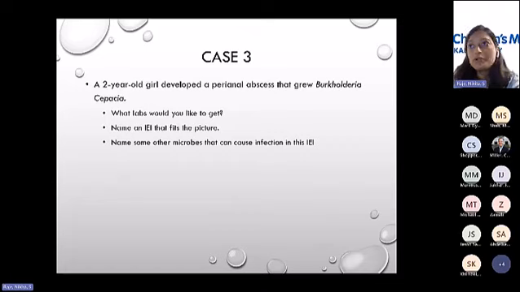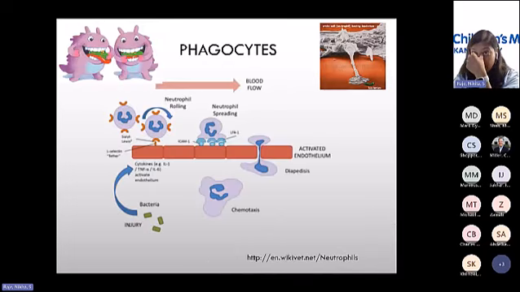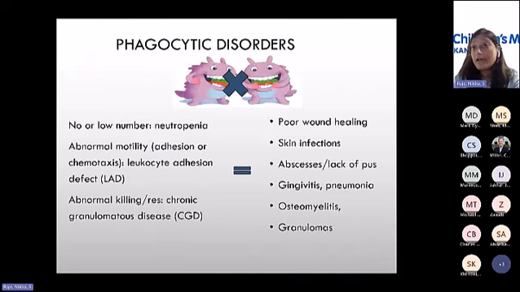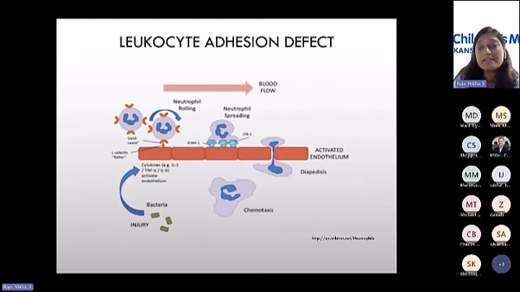Next one, a 2-year-old girl with perianal abscess that grew Burkholderia cepacia. What are we thinking of? For the benefit of time, I'm going to go ahead and give you this. We are talking about chronic granulomatous disease and neutrophils. Again, these patients will have poor wound healing and may have gingivitis, pneumonia, osteomyelitis, various granulomas.